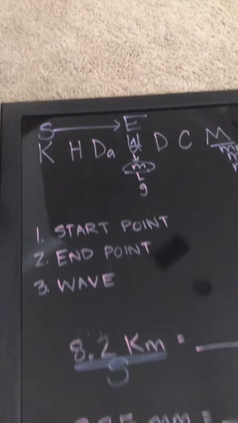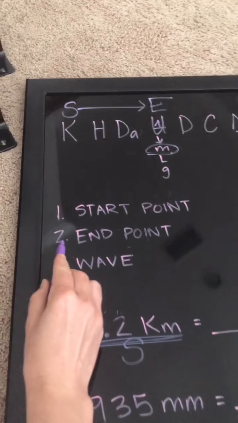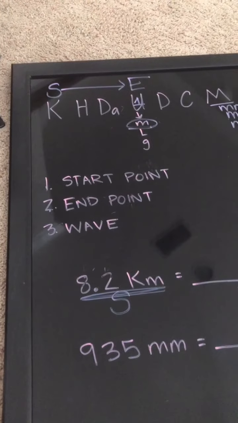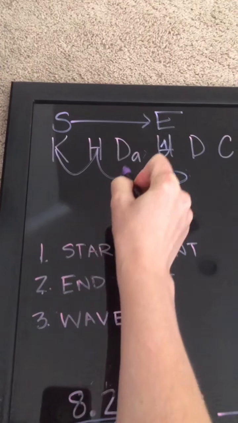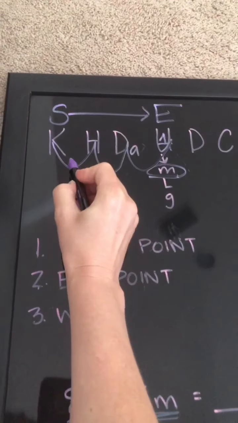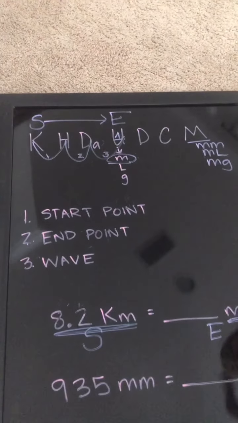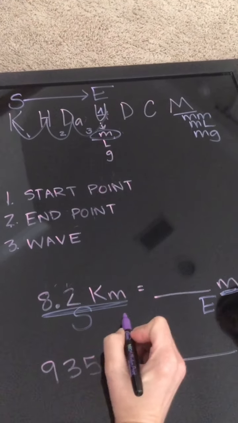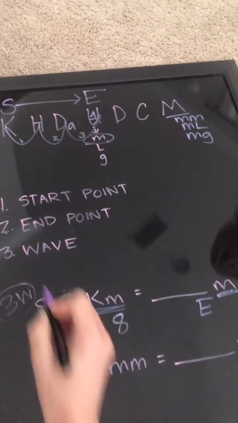So now I have my start point, step 1. I have my endpoint, step 2. Step 3, I'm going to do the wave. So I'm going to jump. 1, 2, 3. I have 1, 2, 3 waves. So three waves is what I'm going to be doing.